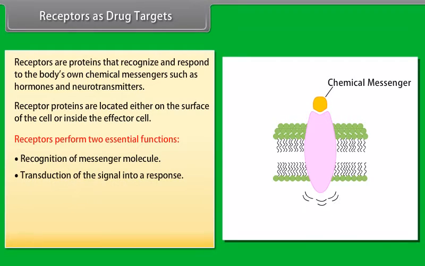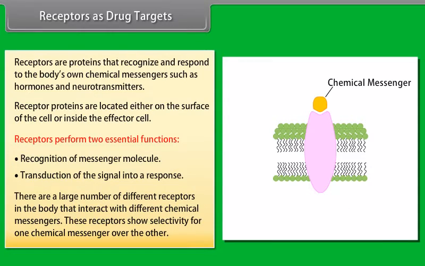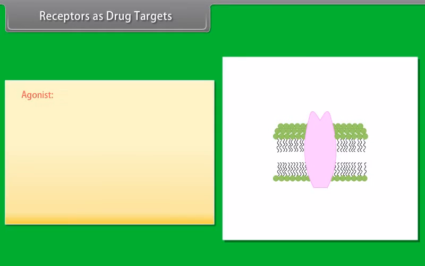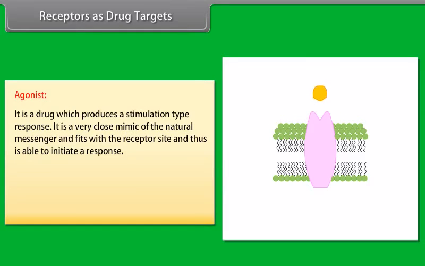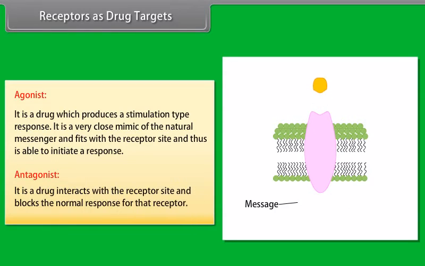Receptors as drug targets. Receptors are proteins that recognize and respond to the body's own chemical messengers such as hormones and neurotransmitters. Receptor proteins are located either on the surface of the cell or inside the effector cell. In the body, messages between two neurons and between neurons and muscles are communicated through chemical messengers, which are received at the binding sites of the receptor. To accommodate a messenger, the shape of the receptor site changes. This brings about the transfer of the message to the cell.